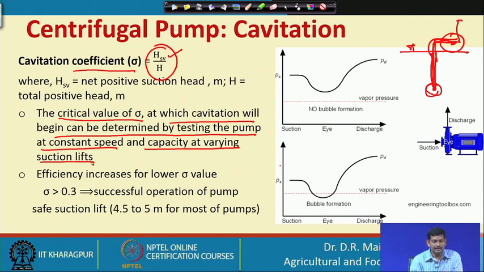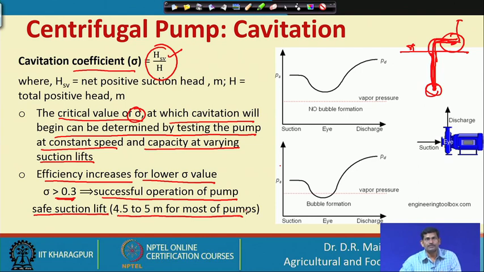You can find out the critical suction lift up to which you can lift water, and that is the critical value in case of cavitation in a centrifugal pump. The efficiency increases for lower sigma values. So, if the cavitation coefficient is greater than 0.3, then the pump is operating successfully. Then the safe suction lift will be about 4.5 to 5 meters for most pumps.